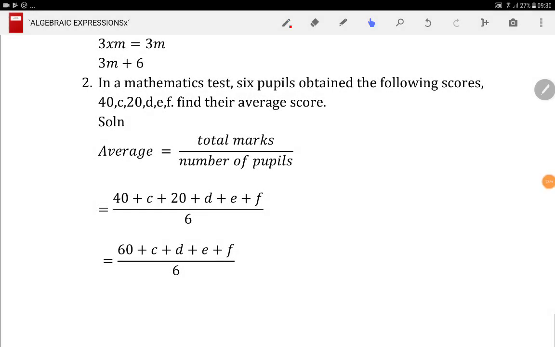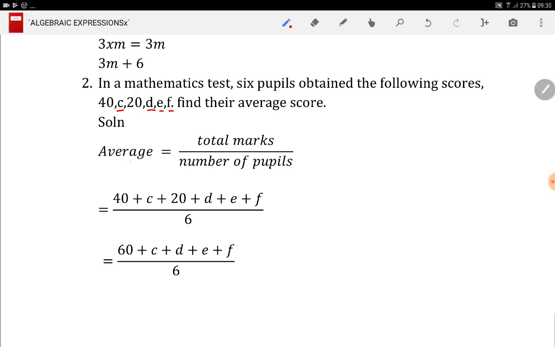Then in our example 2, in a mathematics test, 6 pupils obtained the following scores: 40, C, 20, D, E, F. Find the average score. So you realize that if we had 6 pupils, we only know the marks for 2 students. The marks for the other 4 have been represented by letters.